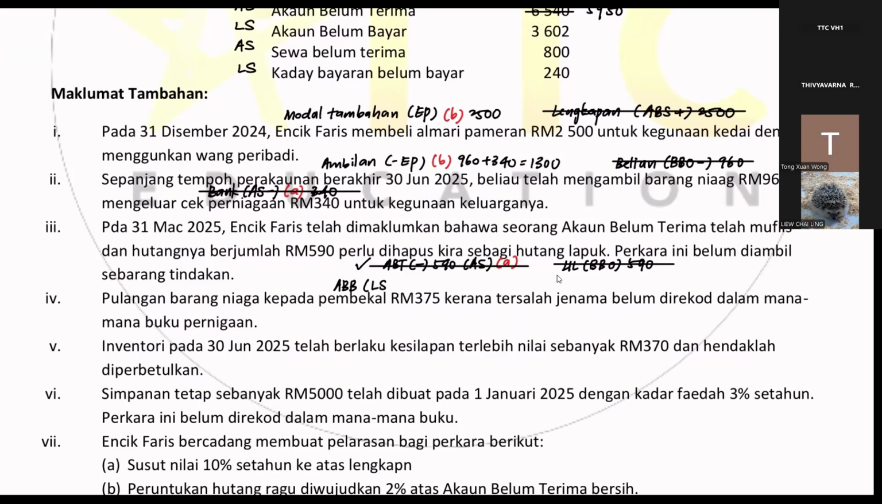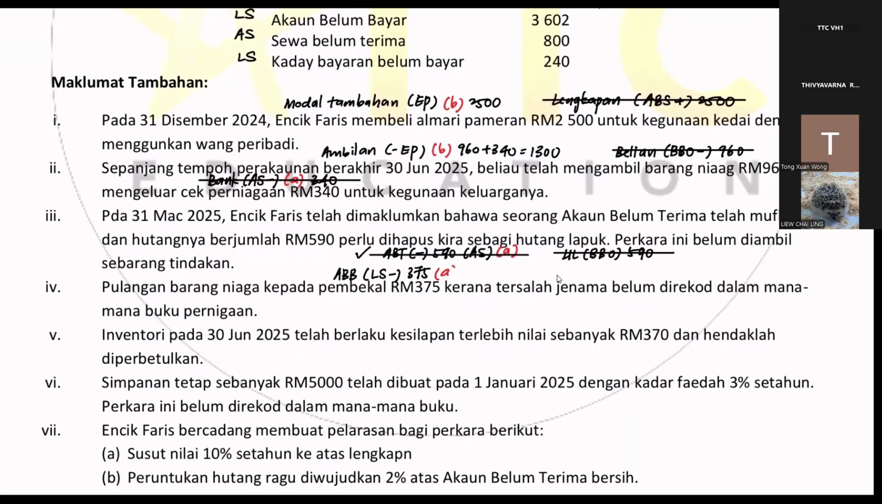But now think about it. If you got pulangan, if you buy things from supplier and you haven't paid, then later you return the item to supplier. You're going to pay more or less? After return the item to supplier, you're going to pay more or lesser? Less. So it will minus your account belum bayar by 375. And liability should go to part A or part B? A, okay, make a remark first.